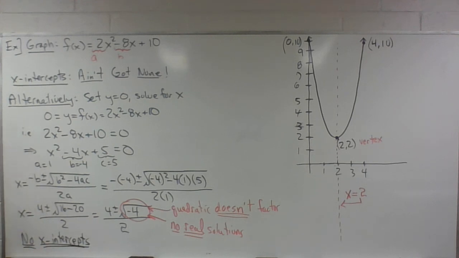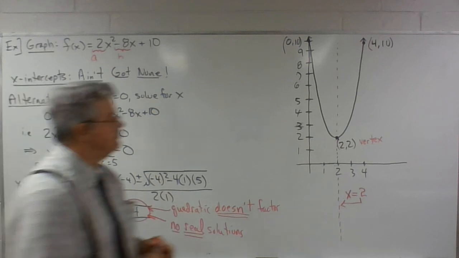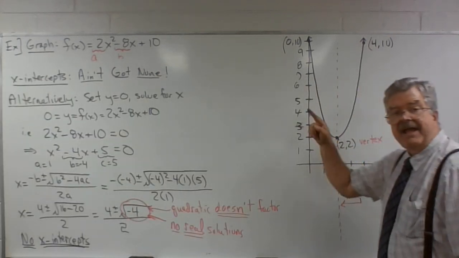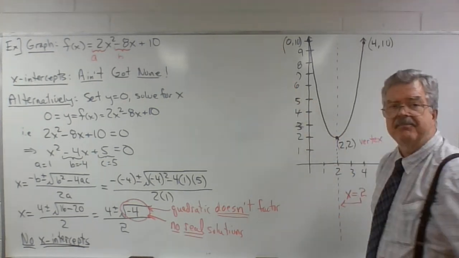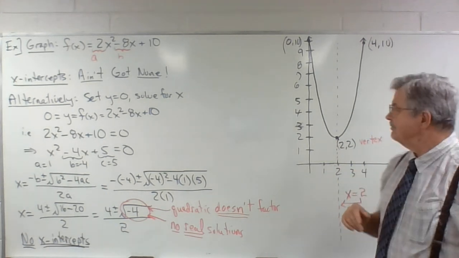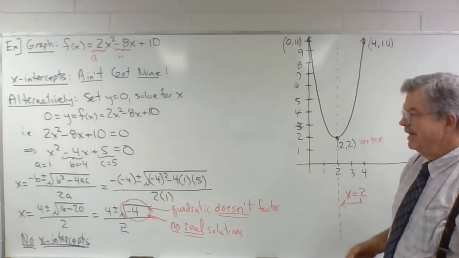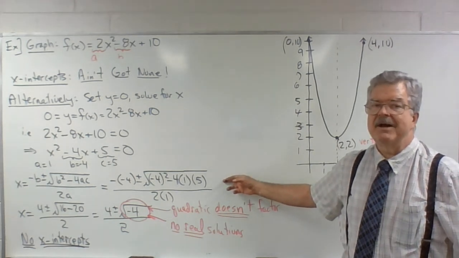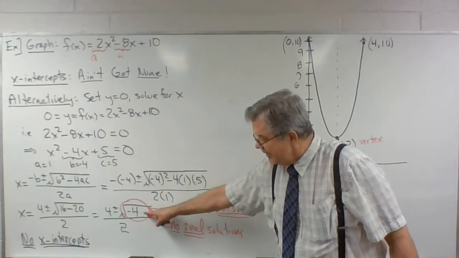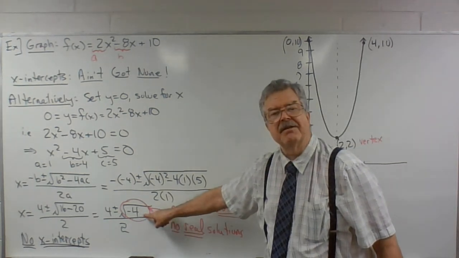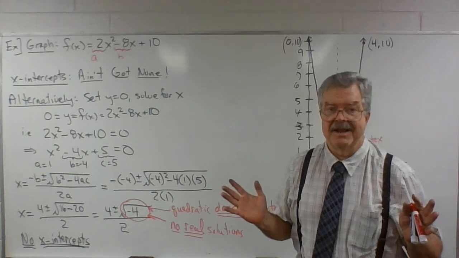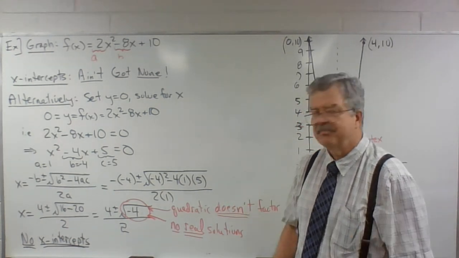Now I should have been able to reason it out by saying my vertex is above the x-axis and a is positive, so the graph opens up. But if I'd been cruising along on autopilot, I might not have thought of that. And so this is how I would have gone about trying to find the x-intercepts. And as soon as I came to this point where there was a negative under the radical, I'd go, there aren't any x-intercepts. Okay.